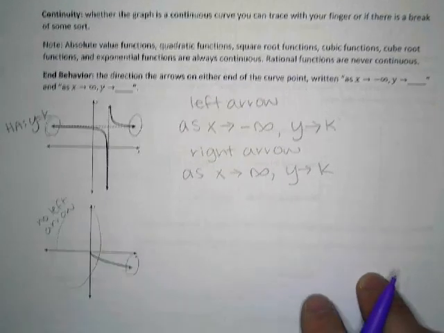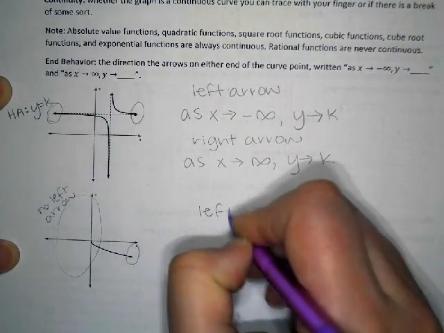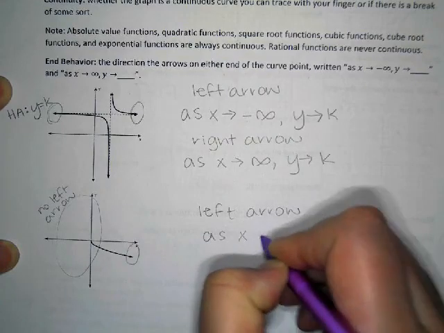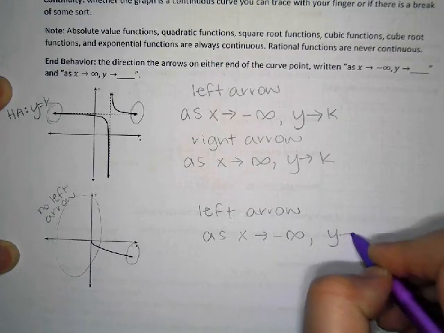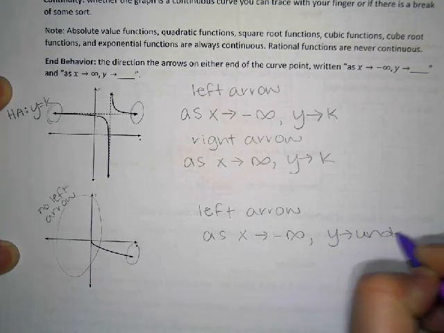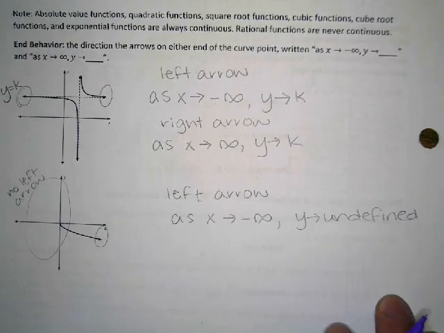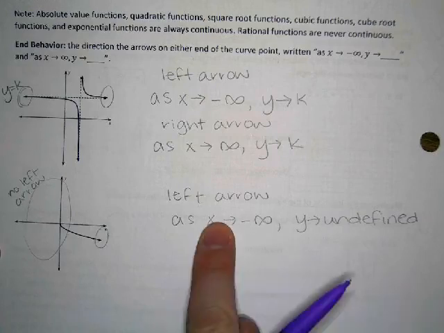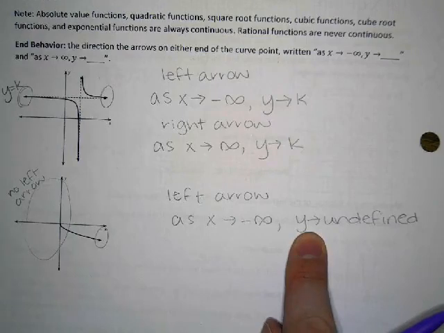All right, now for this one, if you tried to look at the left arrow, you would get confused because there isn't one. And so as we look for a left arrow, we're going to say y is undefined. As I look for a left arrow, I see nothing because y isn't defined there. I can try to plug in x values to infinity, to negative infinity, but my outputs are not going to work. I'm going to get error messages for my outputs. That's what that means.